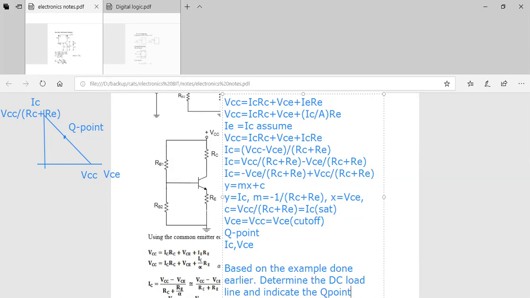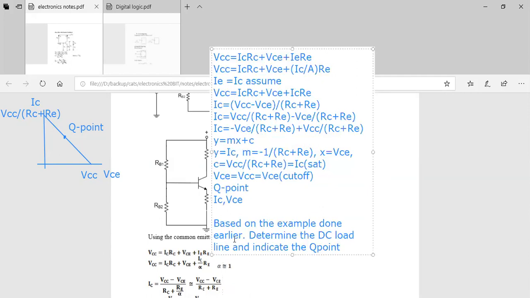That's okay? Then the other one that I gave you, which you are supposed to do with some values I had given, also include that one. So there are two of them. I want you to do those two examples by drawing the DC load line, obtain it, draw it, then indicate the operating point or the Q point for the two. Is that okay? Then we meet next class.